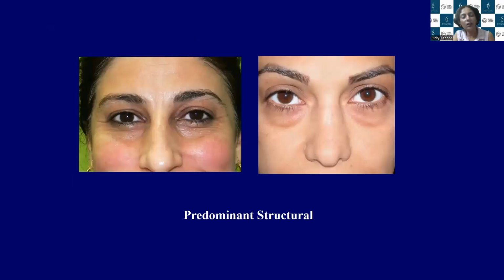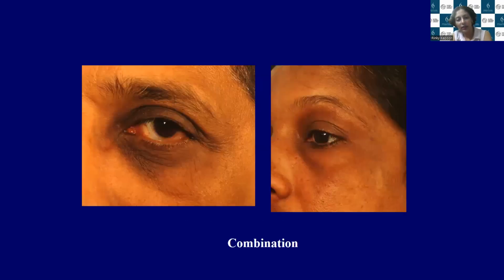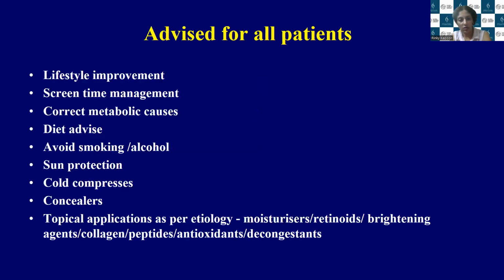Then, of course, aging patients who have under eye hollows, or they could have under eye bags, they could have lines, wrinkles around the eye, and this is the predominant structural variety of patients. And then you have the combination type, where if you look at this picture, you will understand they have pigment, they have lines, they have hollowing, etc. So it's a combination of the different categories of dark circles.